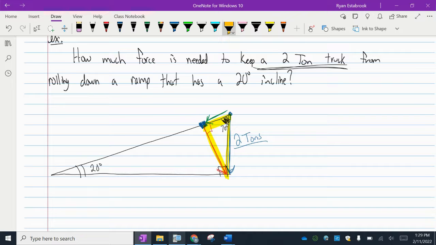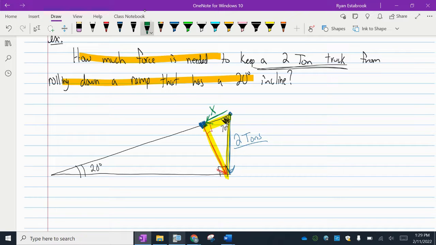The question is asking how much force is needed to keep the truck from rolling down the ramp. So of these two, the green is the force that the truck is trying to roll down the ramp with. The red is the force that it's exerting on this ramp. So we want to find this value x. However much force the truck is trying to roll down the ramp with is the force we need to use to keep it from rolling.